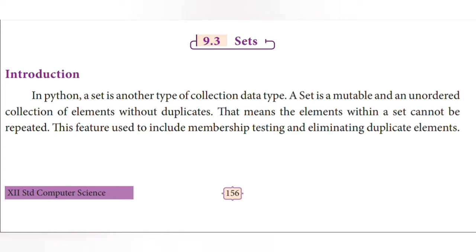When the same value is repeated more than one time in a set, it is taken only one time at the time of processing. That means the elements within a set cannot be repeated. This feature is used for membership testing and eliminating duplicate elements. So the set cannot have duplicate elements; the same element cannot be repeated multiple times.